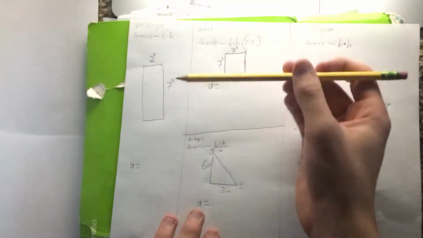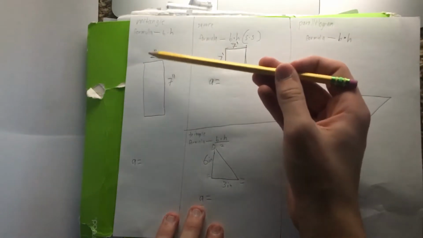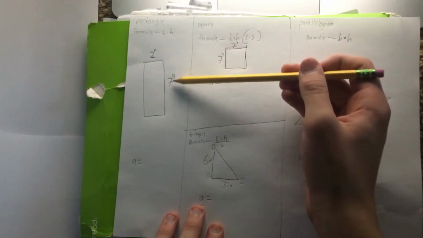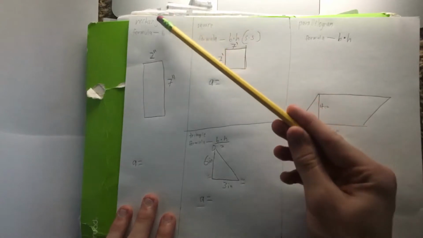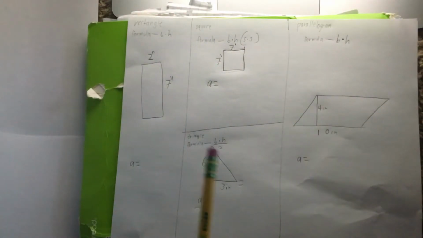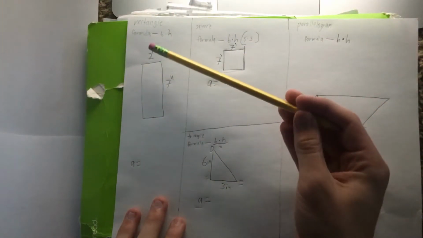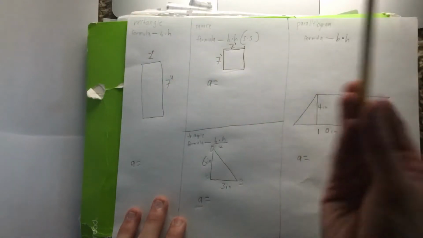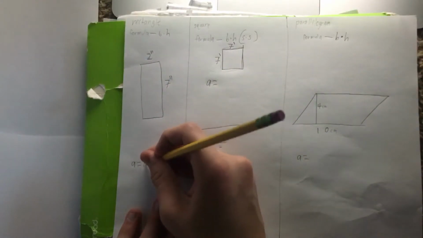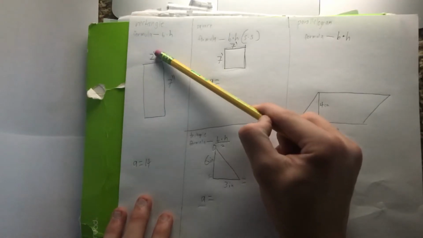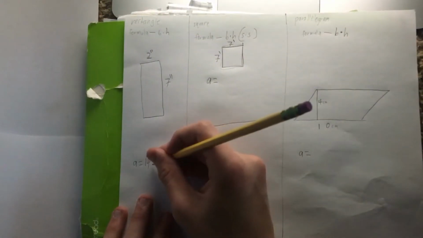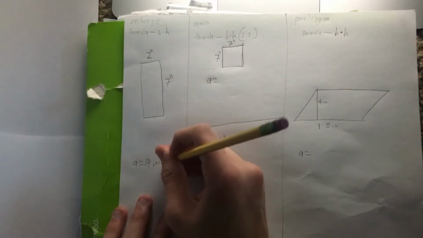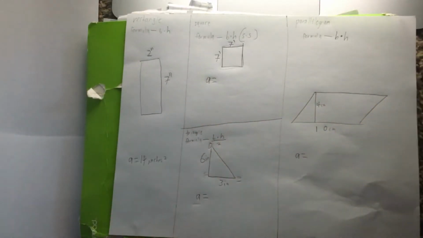Right here we have 2 inches for the base, 7 inches for the height. So the formula to find the area of a rectangle is base times height, which will give us 14, but we can't stop there because we also have to do inches, which is what these two hash marks are. 14 inches and then squared.